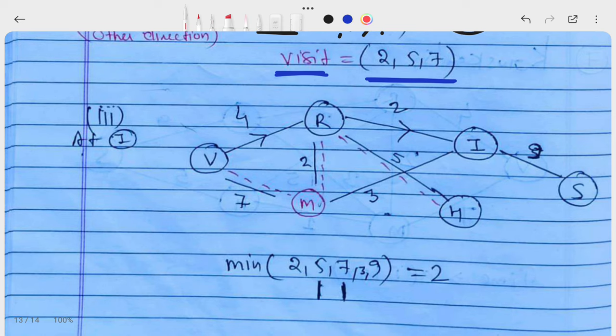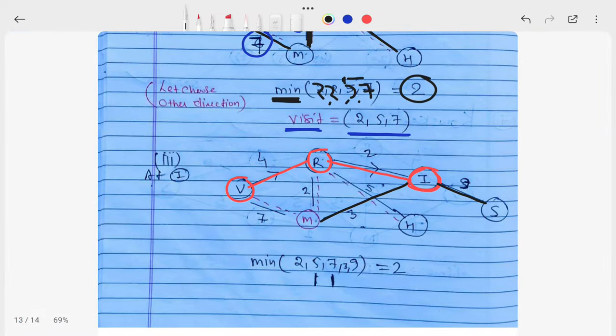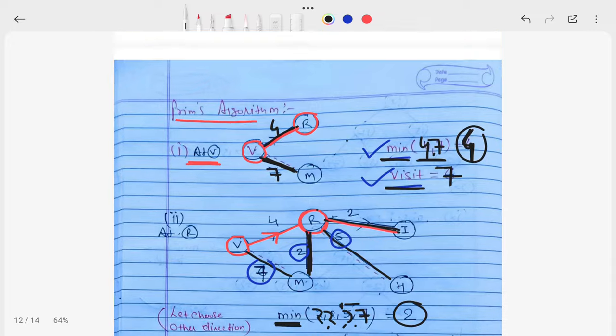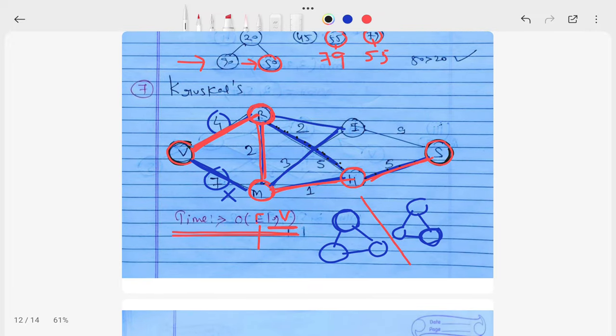Now you can see I started from here, and I reached here, then I reached here. Now at this point there are two routes. The first path is this and the second path is this. If you have any confusion, I will show one thing. You should see the initial graph. At I there are only two routes, one is 9 and one is 5 and 2.